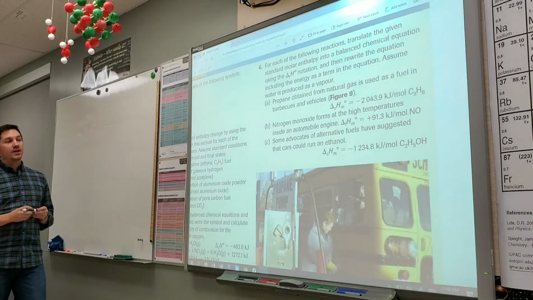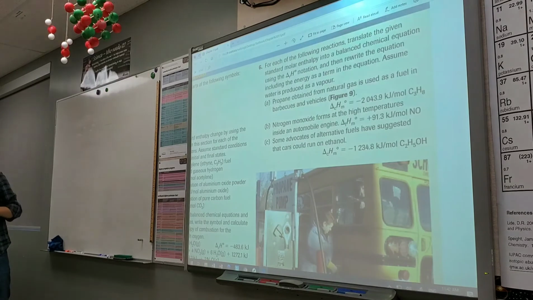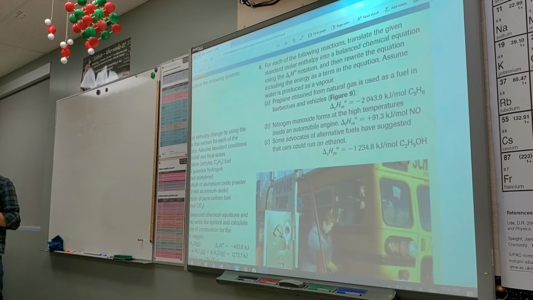Propane obtained from natural gas is used as a fuel in barbecues. We already did that one, right? Yeah. So we'll do D or B. Nitrogen monoxide forms at high temperatures inside automobile engines.